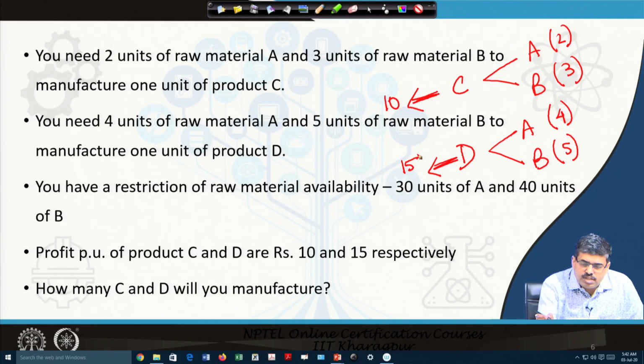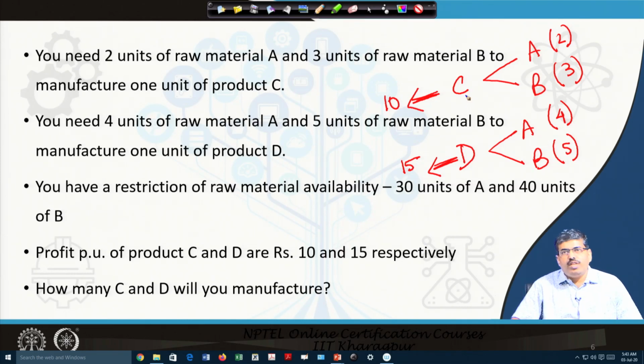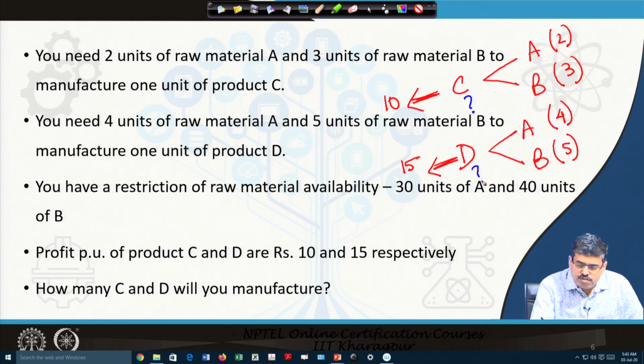So, the question is how many units of C will you produce and how many units of D will you produce?